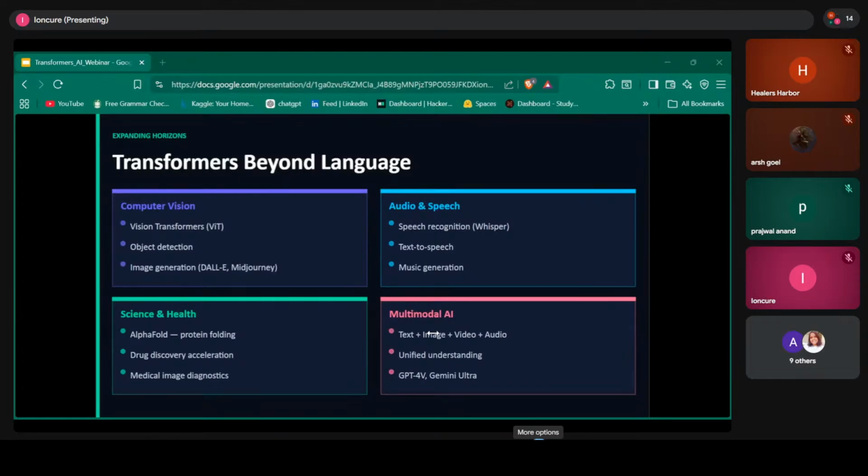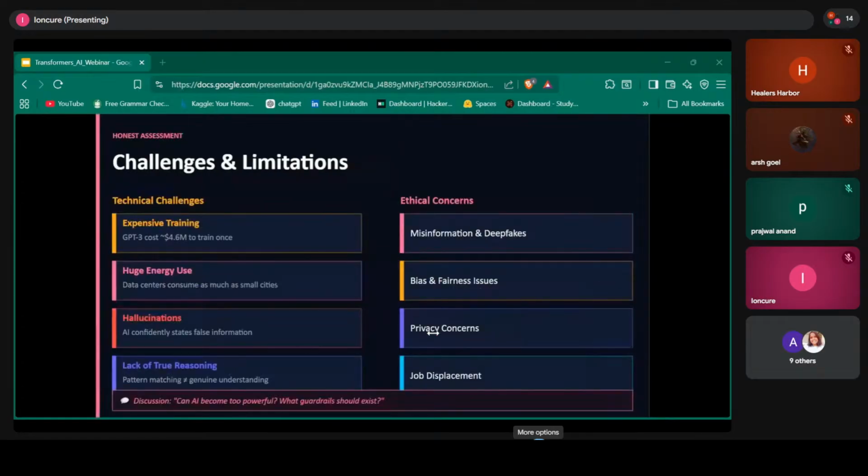In audio, models like Whisper use transformers for speech recognition, and in science, AlphaFold uses a transformer-based architecture to solve problems. And today, multimodal models like Gemini Ultra or GPT-4V can reason across text, image, audio, and video simultaneously. So transformers have become the universal architecture of modern AI.